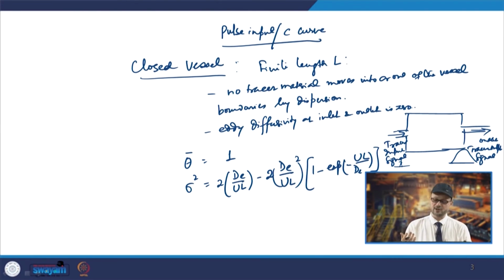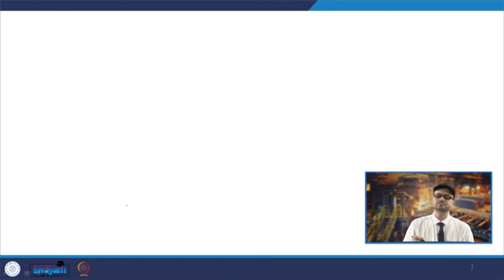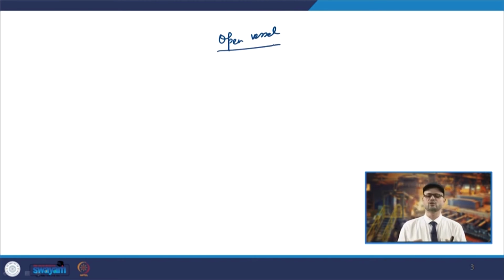Now, if you take the open vessel, in the case of open vessel it has no discontinuity at the location of the tracer injection or the tracer concentration measurement. In this case you will have the selected experimental length, so that will be your open vessel, basically an infinite vessel.